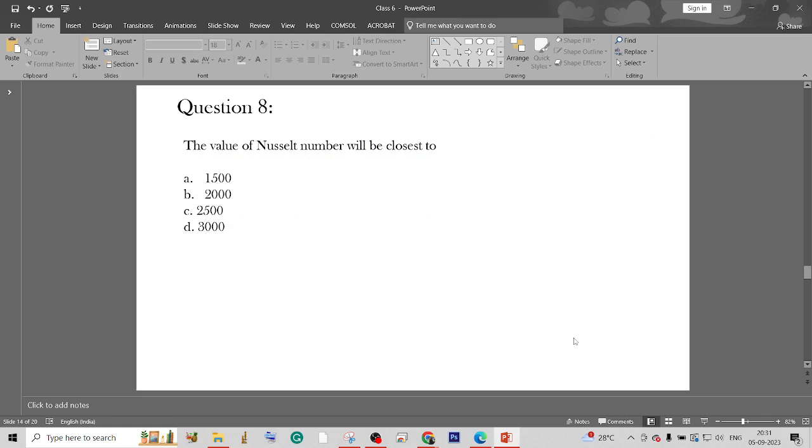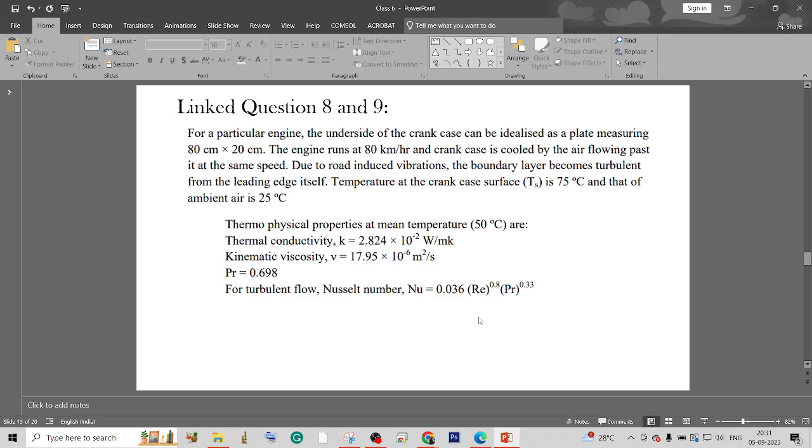Now, what is said? We have to first find the value of the Nusselt's number, and it is closest to which of the following. Have you understood? Can you calculate it? Yes, ma'am. And the Nusselt's number formula is also given, that will be used here. Okay, calculate this. The problem is similar to what you have already done.